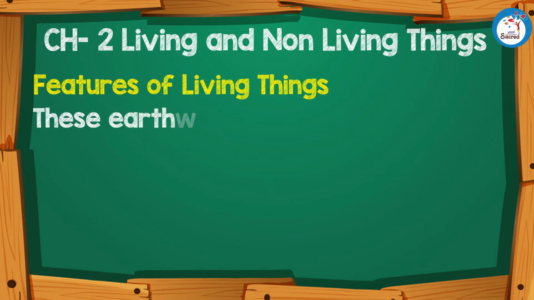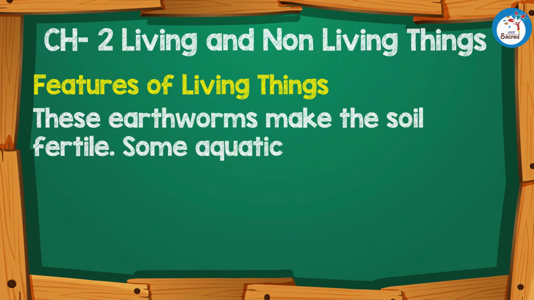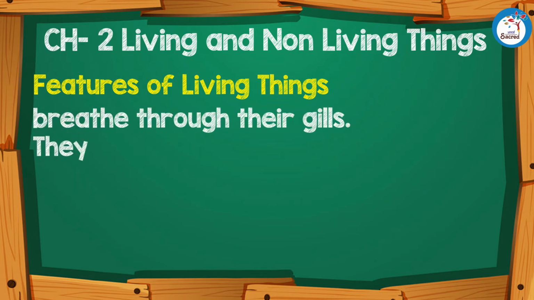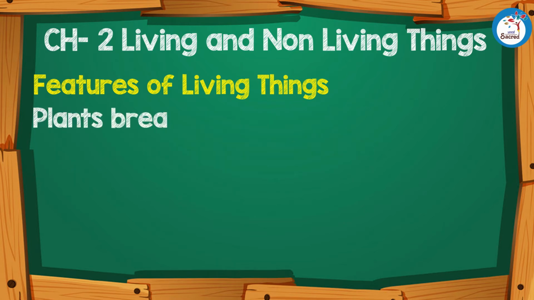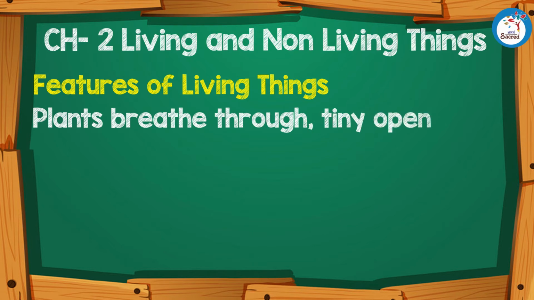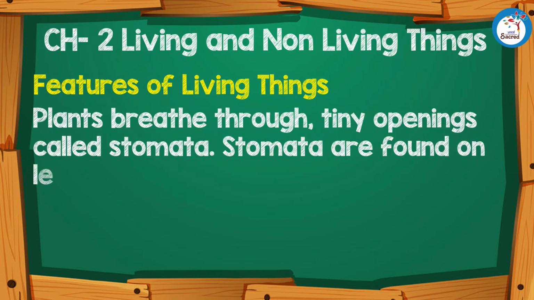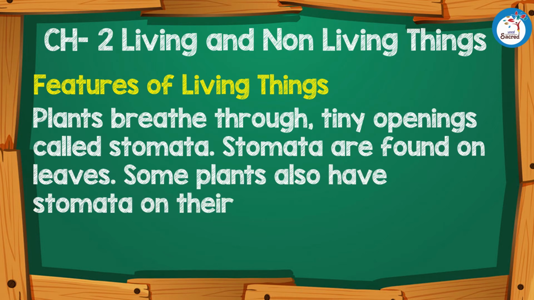These earthworms make the soil fertile. Some aquatic animals, like fish, tadpole, etc., breathe through their gills. They use oxygen dissolved in water. Plants breathe through tiny openings called stomata. Stomata are found on leaves. Some plants also have stomata on their stems and roots.